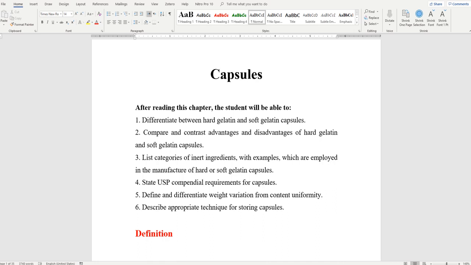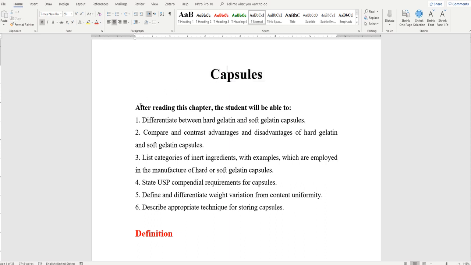Bismillah ar-Rahman ar-Rahim. My dear students of Ajman University College of Pharmacy and Health Sciences, second year course Pharmaceutical Dosage Forms 1. And this is the second topic, as you see in the screen, which is capsules.